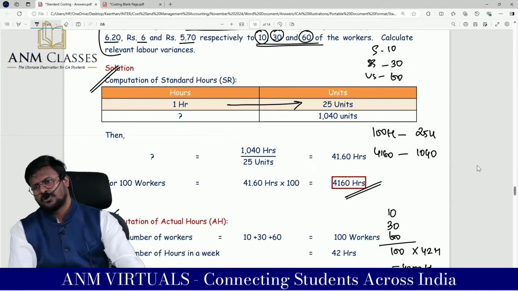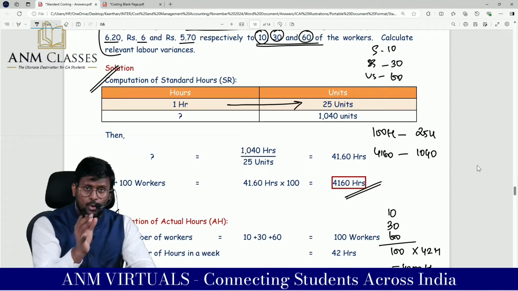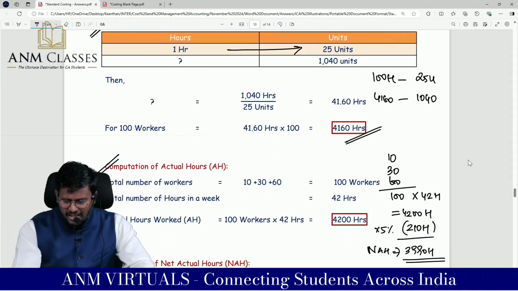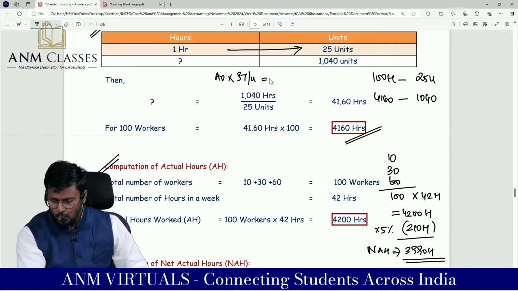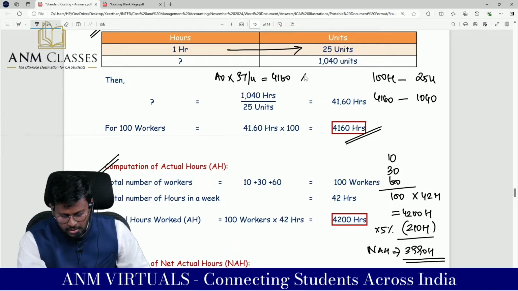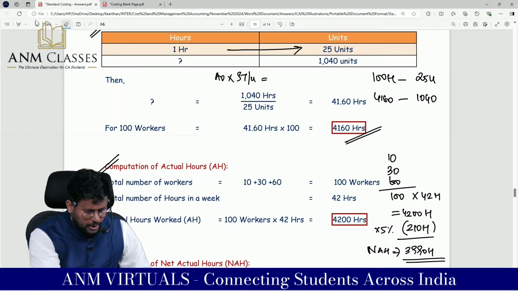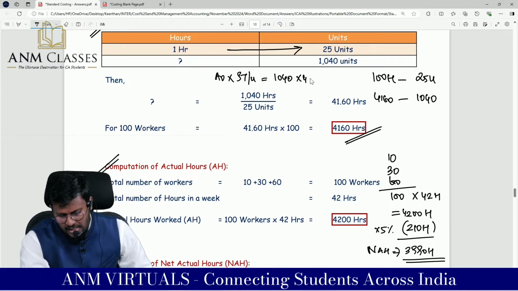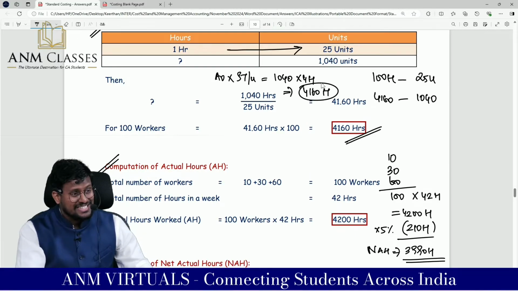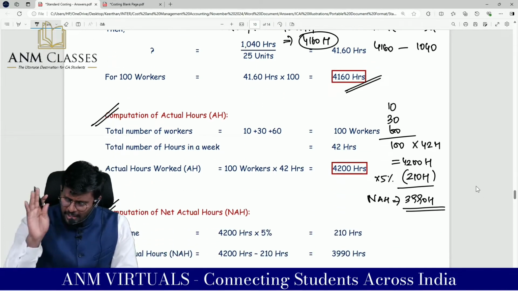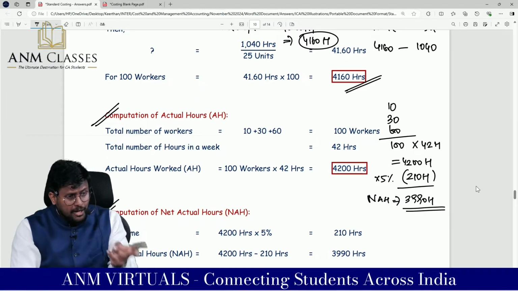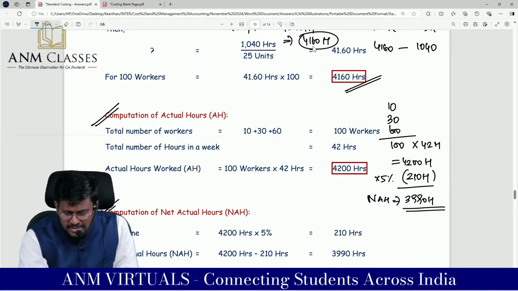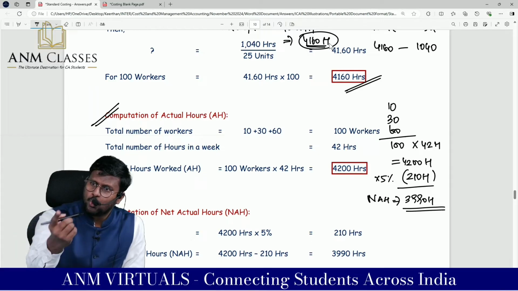ஃபர்ஸ்ட் மிஸ்டேக் பண்றதுக்கு வாய்ப்பு என்னன்னா 1 ஹவர்ல 25 யூனிட்ஸ் எடுப்ப. 100 ஹவர்ஸ்ல 25 யூனிட்ஸ்னா ஒரு யூனிட்டுக்கு 4 hours. அப்ப ஸ்டாண்டர்ட் ஹவர்ஸ் equals ஆக்சுவல் அவுட்புட் into ஸ்டாண்டர்ட் டைம் per யூனிட், 1040 into 4 hours comes to 4160 hours. ஆனா உண்மையிலே எத்தனை வர்க்கர்ஸ்? 100. ஒரு ஆள் 42 மணி நேரம். அப்ப 100 into 42, 4160 ஹவர்ஸ்ல முடிக்க வேண்டியதை 4200ல முடிச்சிருக்க.